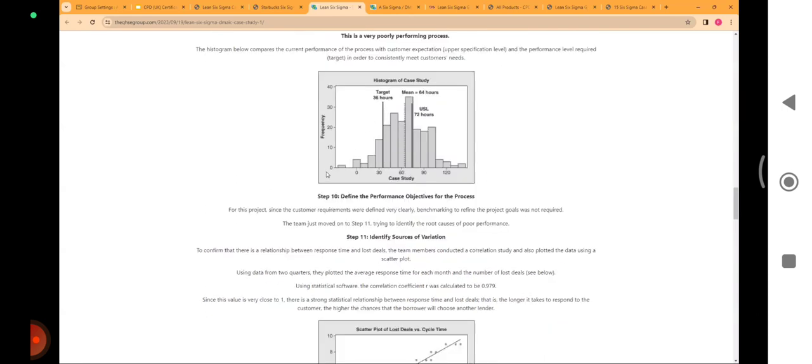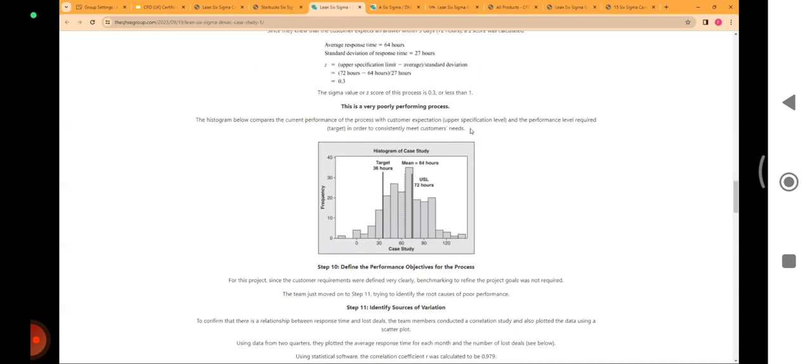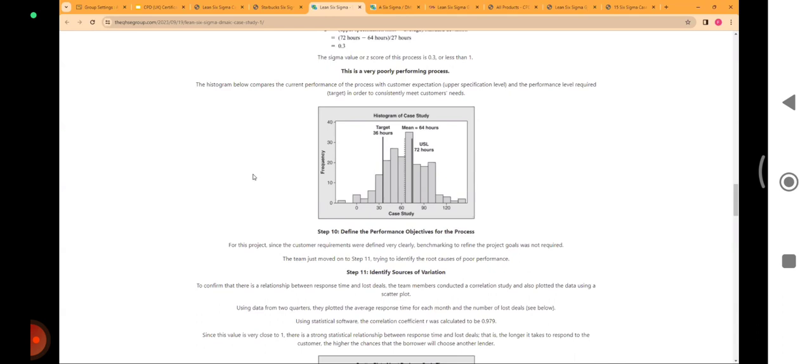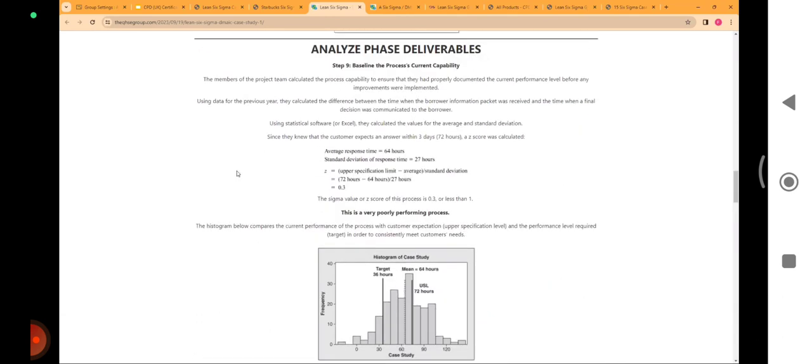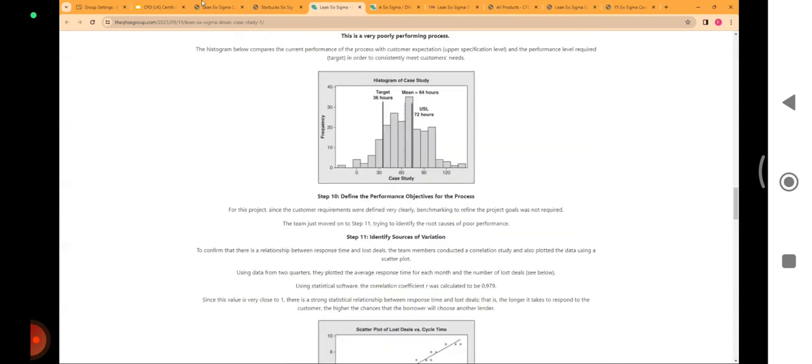As you can see, the frequency is the number of credit cards and loans being issued, and the axis shows 0, 30, 60, 90, 120. This is basically the hours that passed by. You can see the target, the mean, and the upper specification, and this is going to really show them how far off they are falling based on the capability of this process. This is how you know how good your process is.